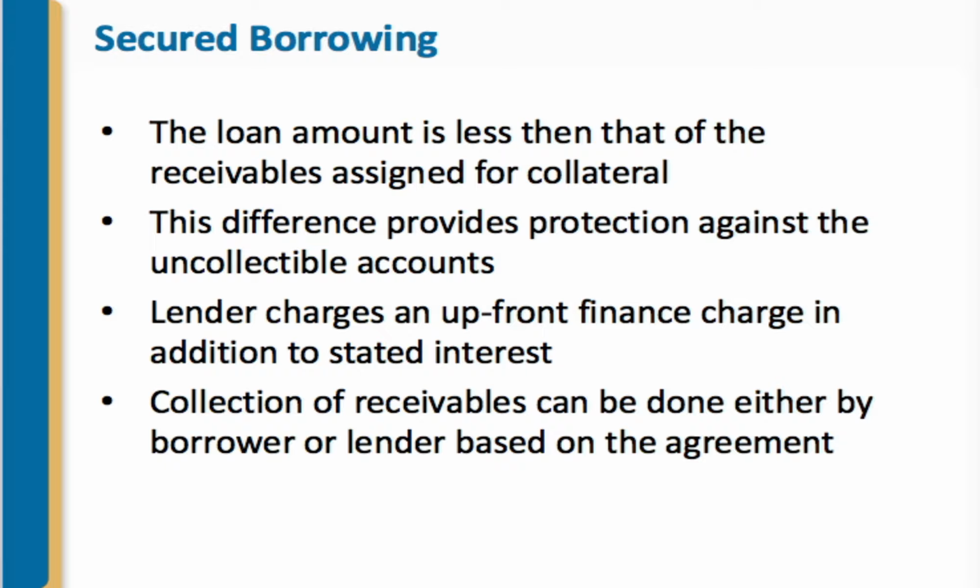In secured borrowing arrangements, the lender typically lends an amount of money that is less than the amount of receivables assigned by the borrower. The difference provides some protection for the lender to allow for possible uncollectible accounts. Also, the lender, sometimes called an assignee, usually charges the borrower, sometimes called an assignor, an upfront finance charge in addition to the stated interest of the loan. The receivables might be collected either by the lender or the borrower, depending on the details of the arrangement.